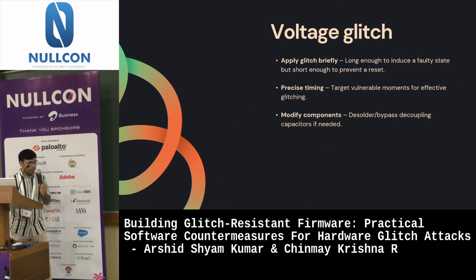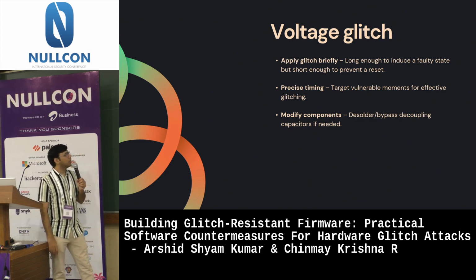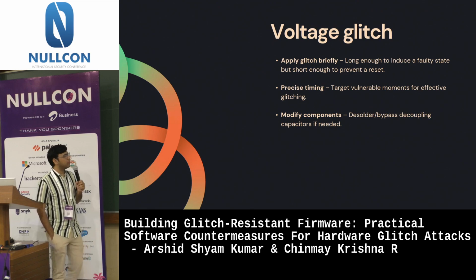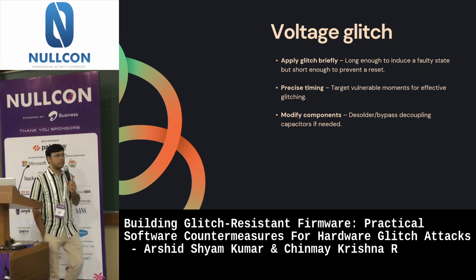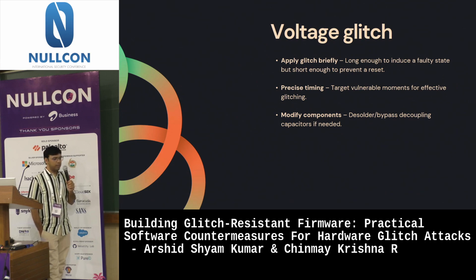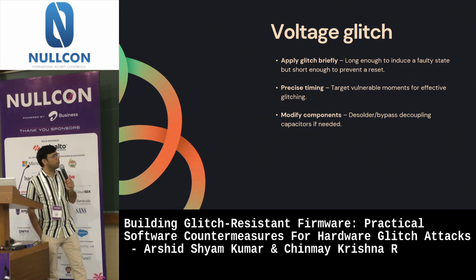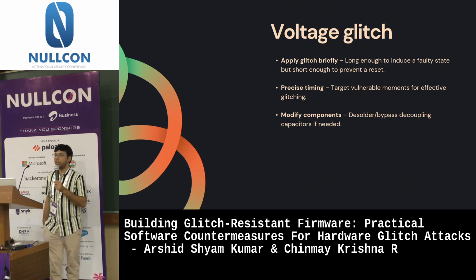What happens in hardware with a voltage glitch is you have to apply the glitch briefly: long enough to induce a fault, but short enough not to damage the device or reset it. You also have to be precise, because that is the harder part of glitching. The timing needs to be precise, and it's not that easy to do voltage glitching. Sometimes you have to modify the components, like maybe remove the decoupling capacitors or something like that.